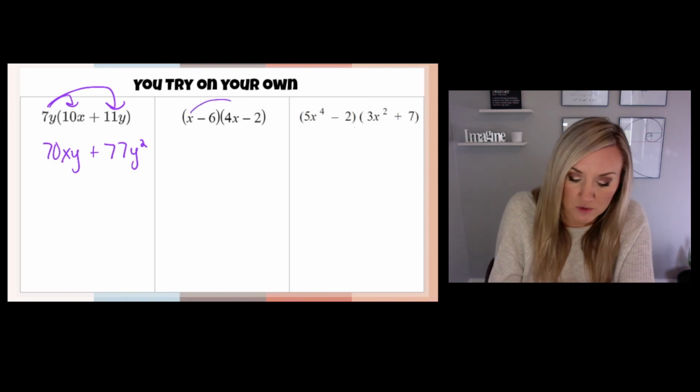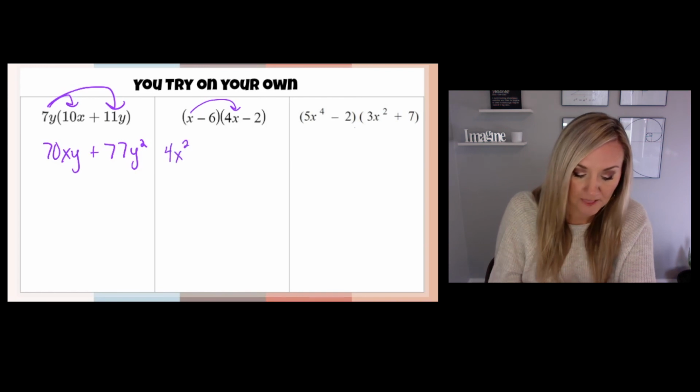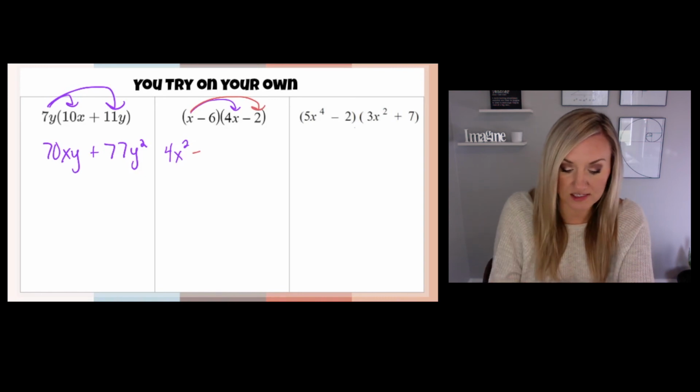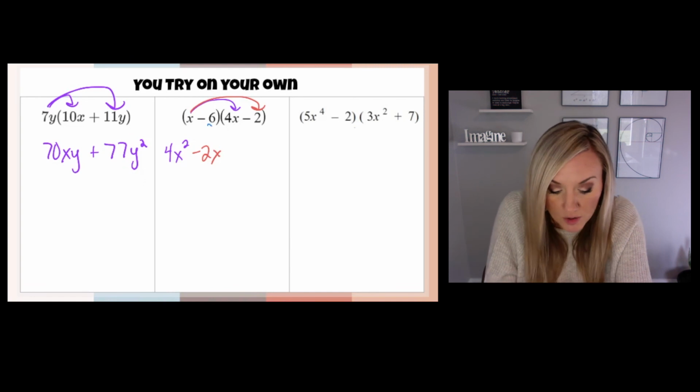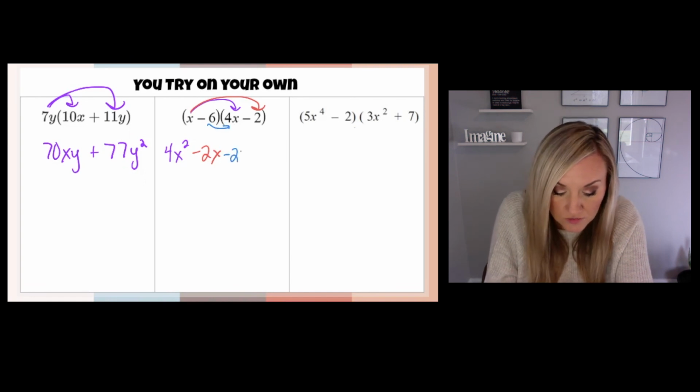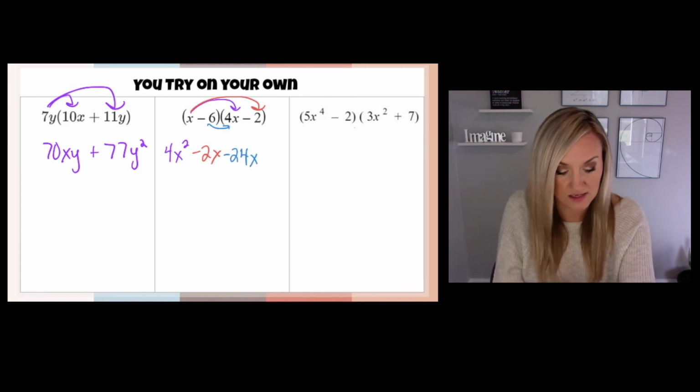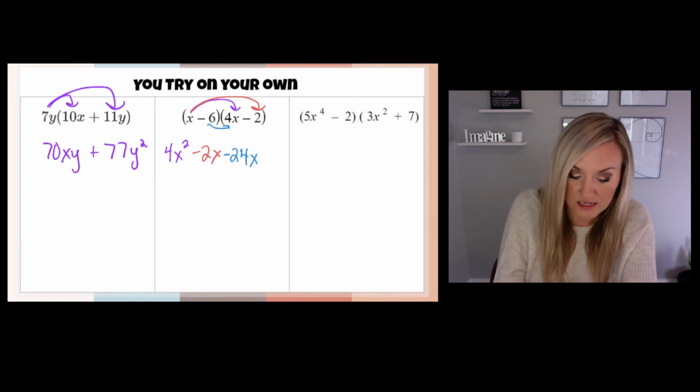The next example is we're going to use FOIL. So we're going to do the firsts. So this is going to give us 4x squared times the outers, and that is a negative 2x. Then we have the inners, so 6 times 4, negative 24x. And then the last is the negative 6 times negative 2, which is a plus 12.